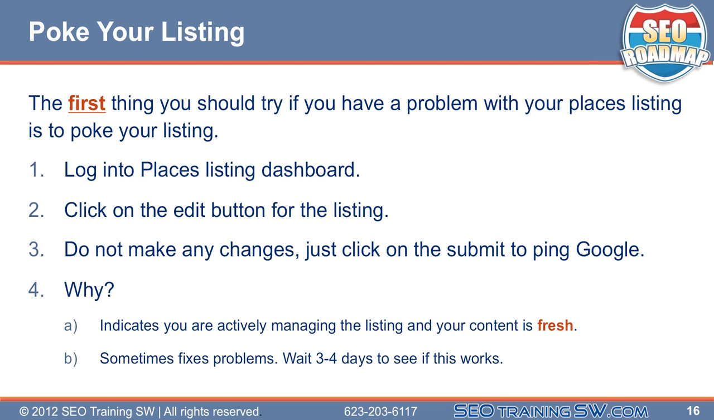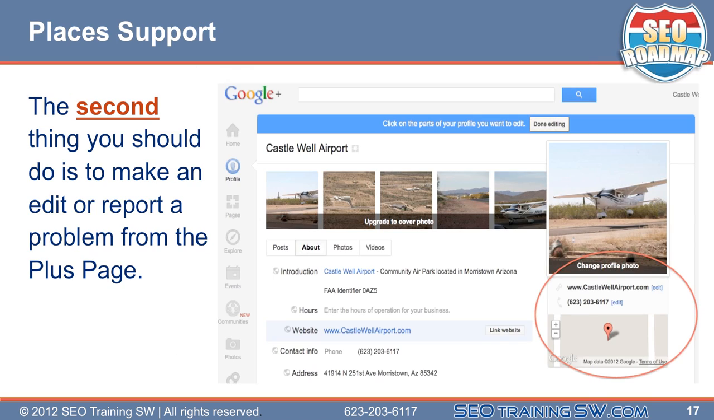Now, even if your Google Places listing does not have a problem, or for those of you that do SEO for clients, it is very important that you also do this. Don't wait for problems to happen. Again, this is an indicator to Google that you're actively managing this listing, that the content on this particular business is fresh. And if there's one thing Google loves, it's fresh content. So if you have a number 3, number 4, number 5 listing in Google Places, if you do this once a month, you might see some increase in your ranking.